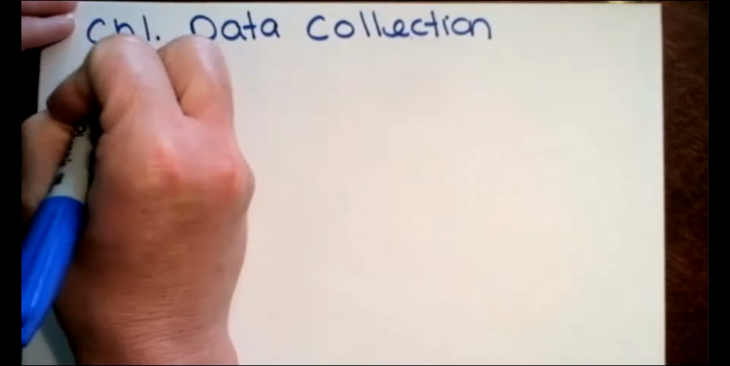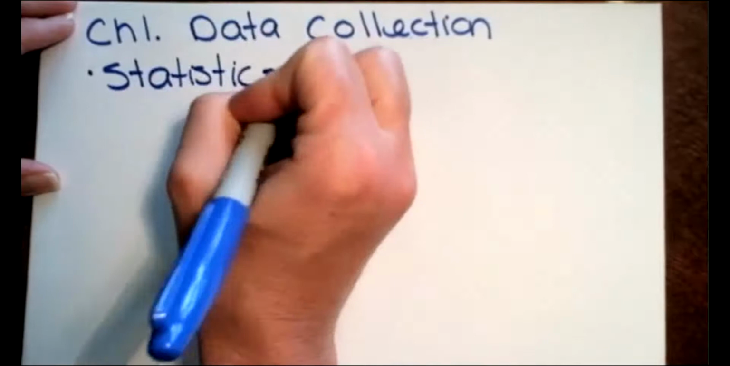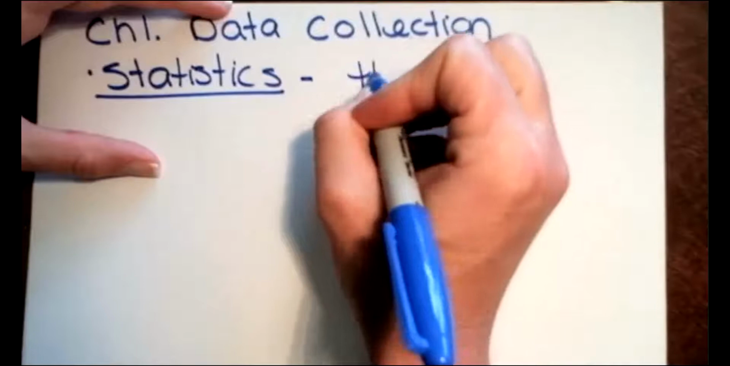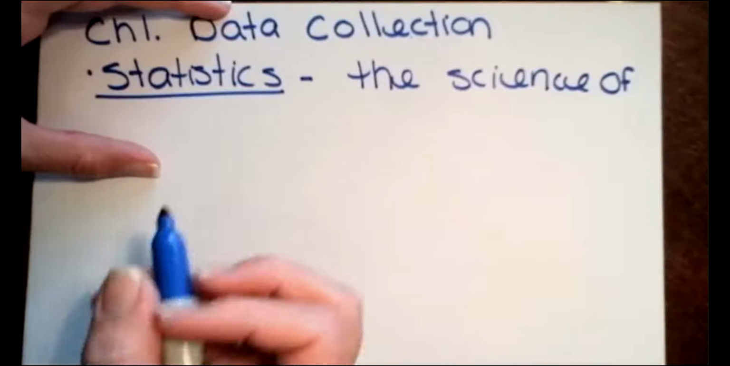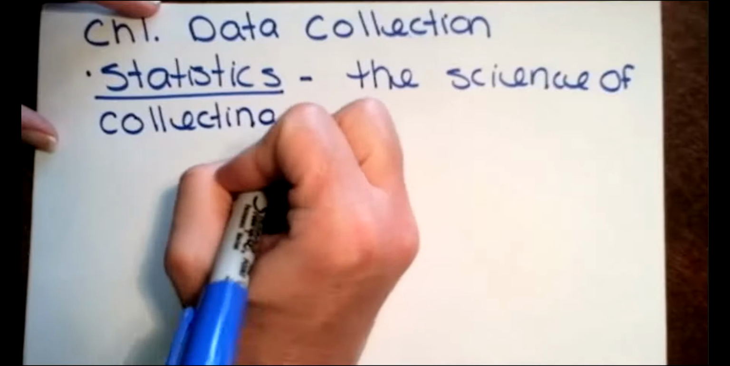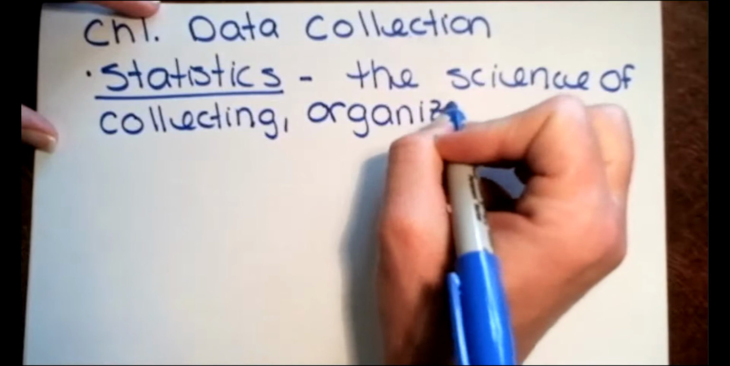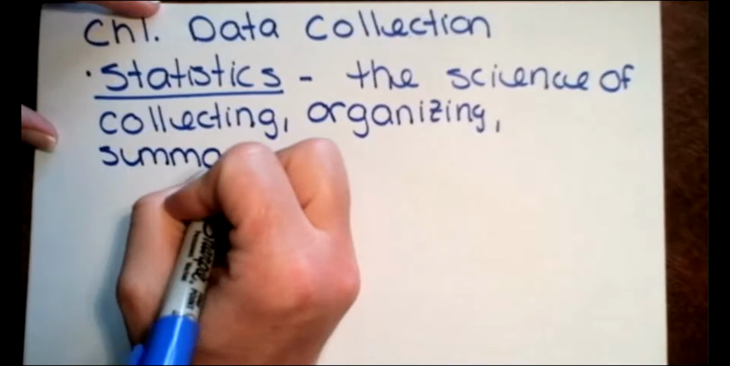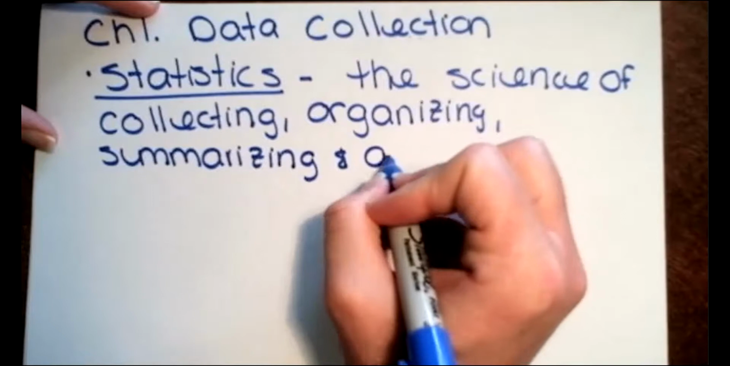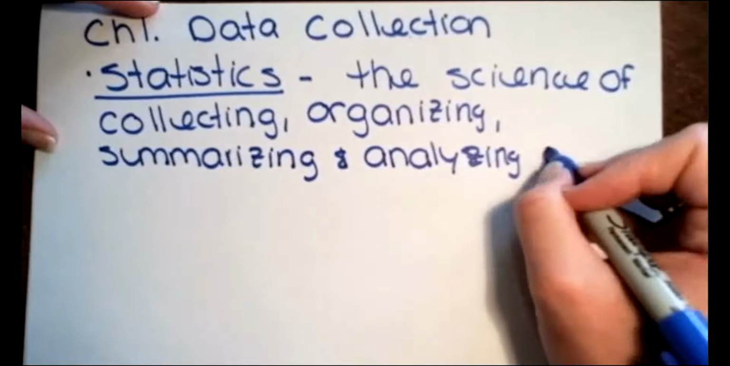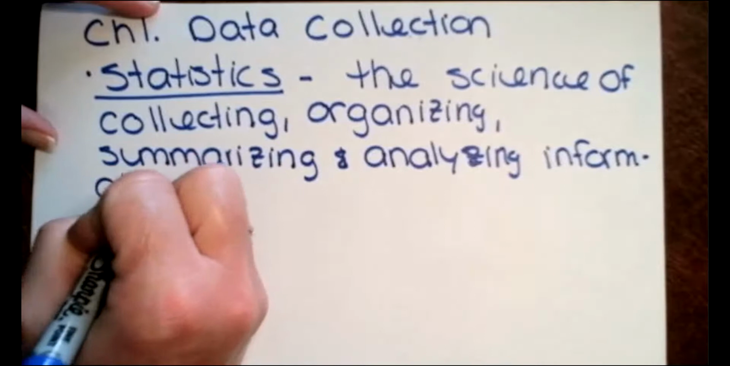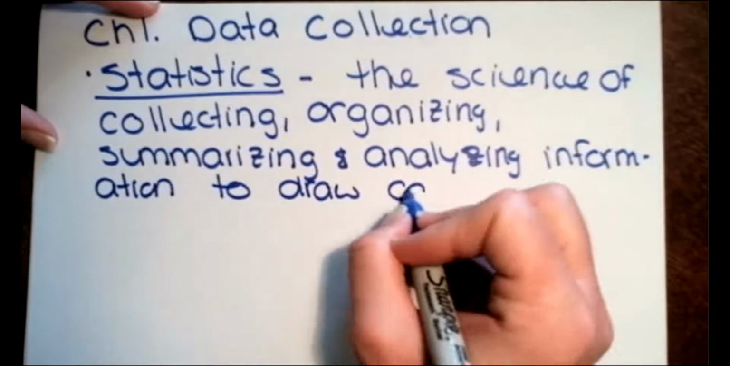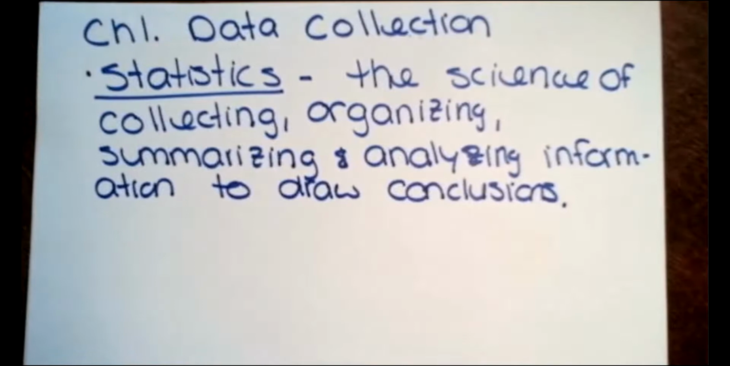So first I'm going to start with the definition of statistics, because we need to know why we're here. Why are we in this class? So statistics is the science of collecting, organizing, summarizing, and analyzing information to draw conclusions. All right, so that is statistics.